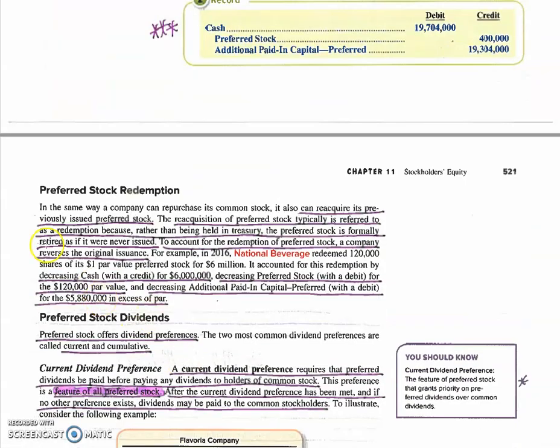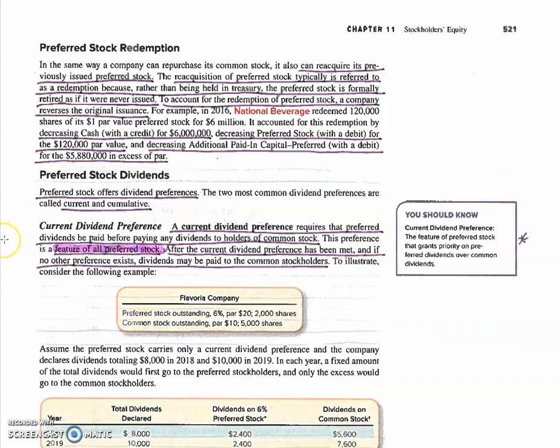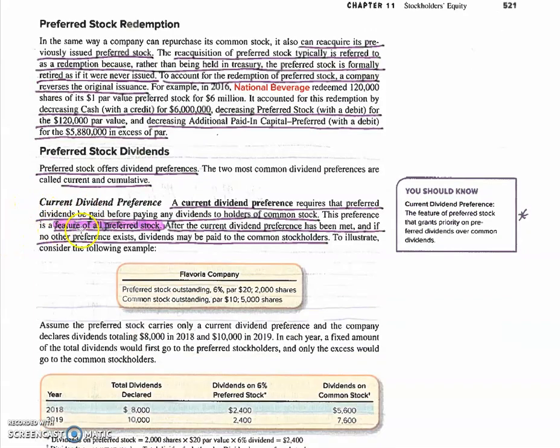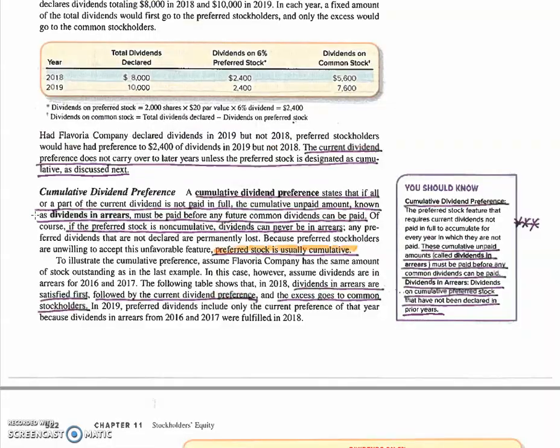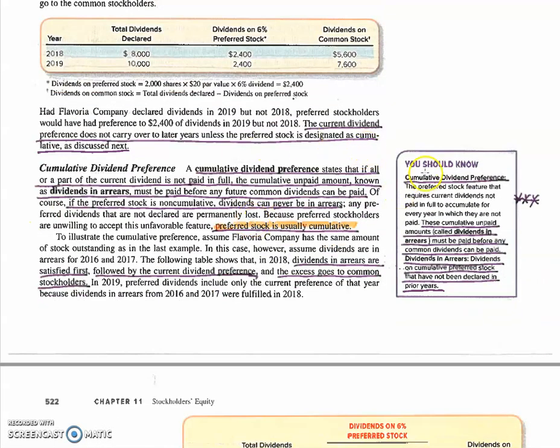Okay, now they talk about preferred stock redemption right here. Preferred stock redemption is exactly the same as buying treasury stock, except with preferred stock, we don't call it treasury stock, we call it redemption of the preferred stock. And let's see, they talk about the current dividend preference here. I've already talked about that. That's a feature of all preferred stock. They have a preference when it comes to dividends. And talk about cumulative and non-cumulative right here.